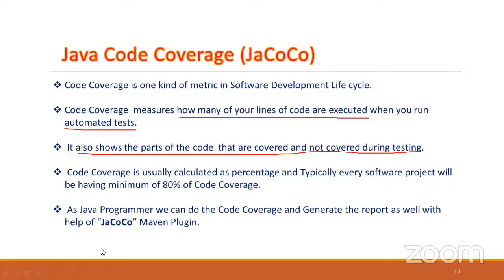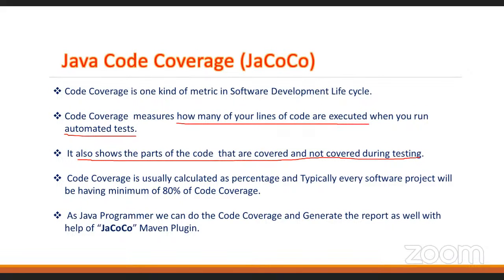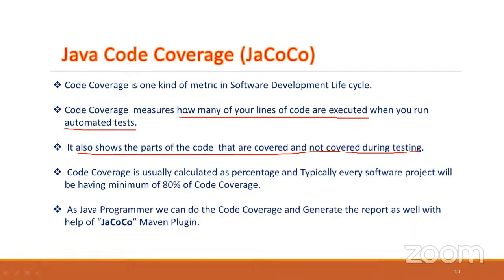So how can you do that? With the help of Java code coverage tools, it always shows the parts of the code that are covered and not covered during the testing phase. Understand, guys? Code coverage is usually calculated as a percentage, and typically every software project has a minimum of 80% code coverage.